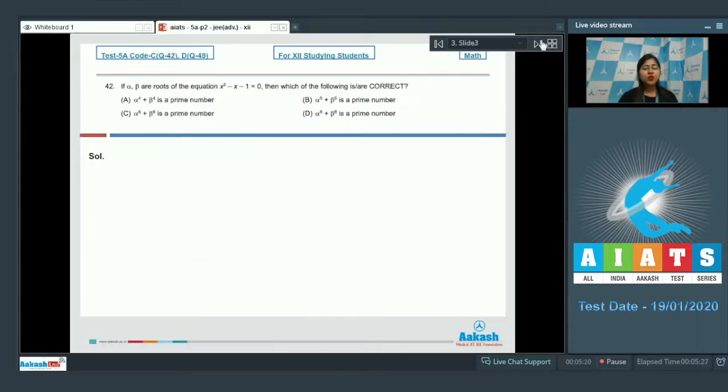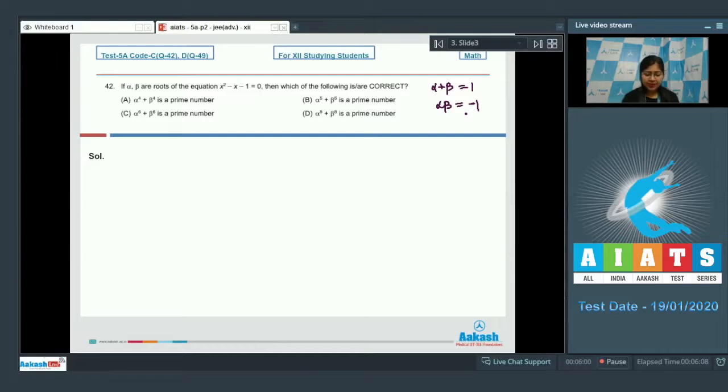Next is question number 42, which says if alpha, beta are roots of the equation x square minus x minus 1 equal to 0, then which of the following is or are correct? Here we have sum of roots equal to 1 and product of roots equal to minus 1. So we have two methods of solving this question. Method 1 goes by the identities that we know. Firstly, we find alpha plus beta whole square so that we can find alpha square plus beta square, and then we square that to find alpha raised to the power 4 plus beta raised to the power 4, and so on.